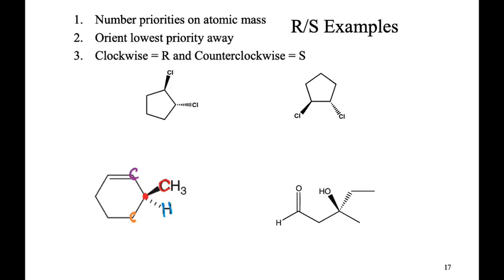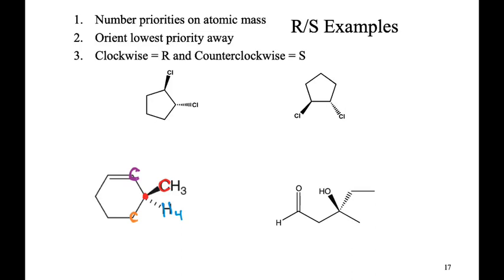The lowest is going to be the easiest. Okay? The CH3, I'm going to argue, is not going to be the easiest because you are comparing carbon to carbon to carbon. What is the difference in atomic mass for each of those carbons? That's not easy. Okay? The hydrogen, on the other hand, is the smallest, so it has to get a 4.